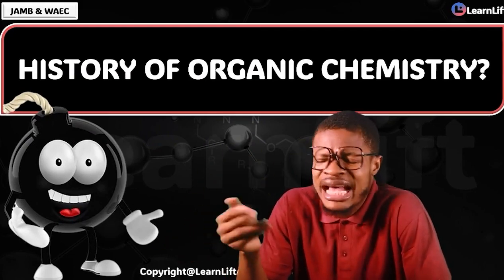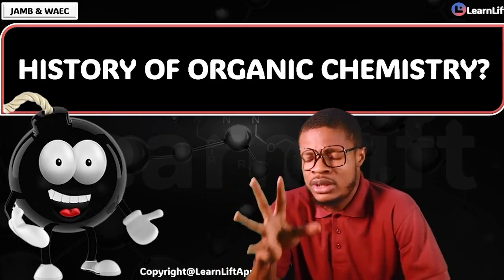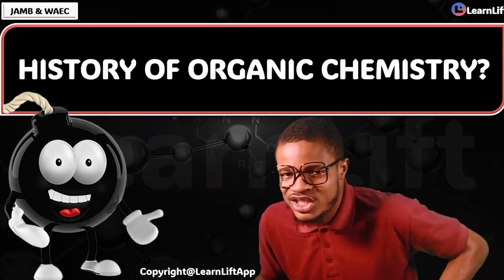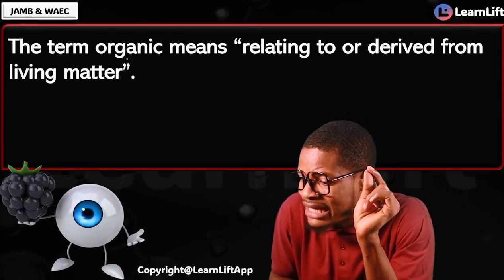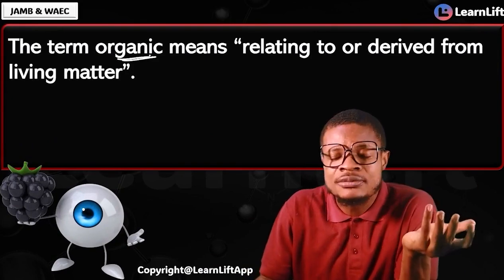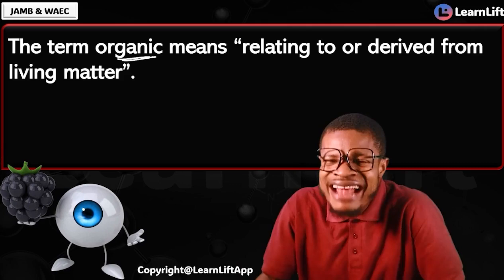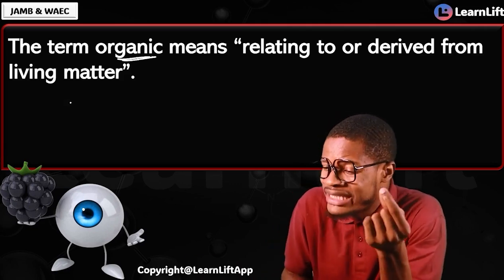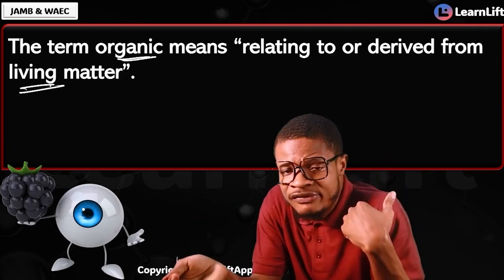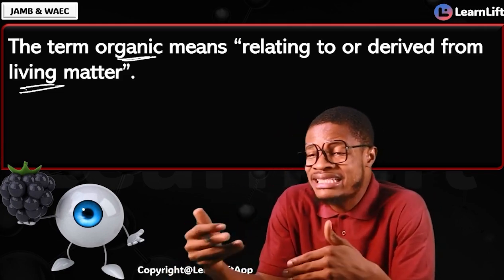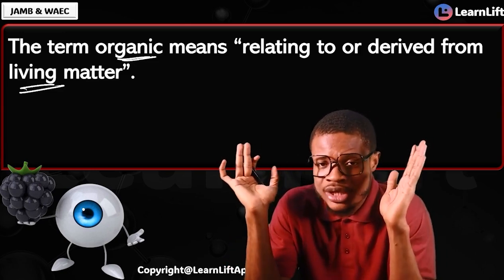So what is it about the history of organic chemistry? What and what should we know? Now follow me as I take you around the history quickly. First, you must note this, that the term organic, anywhere you hear the word organic, what does it mean? First, it relates to or it is derived from the word living. So anytime you hear the word organic, it means living. So organic substances are derived from living matter. That's what scientists thought originally.